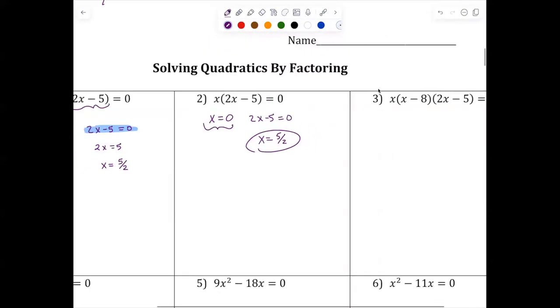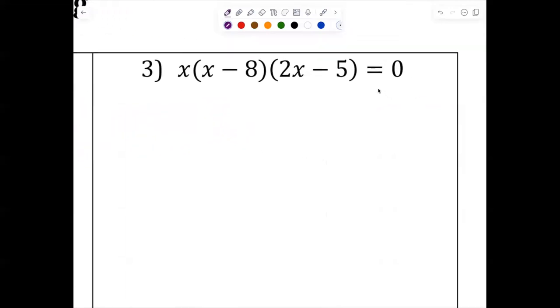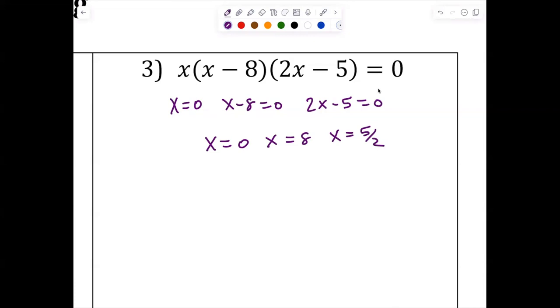All right. Now how many factors are there? So how many solutions are there going to be? Yes, that's correct. So you just set the individual factors equal to 0. Now, some of you are like, do I really have to write x equals 0? Do I really have to write x minus 8 equals 0? Do I really have to write 2x minus 5 equals 0? I would, because it's a new topic. So what are my answers now? x equals 0. x equals 8. Yes, those are your 3 solutions.